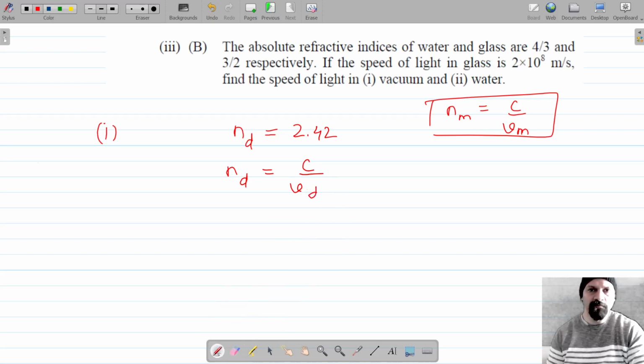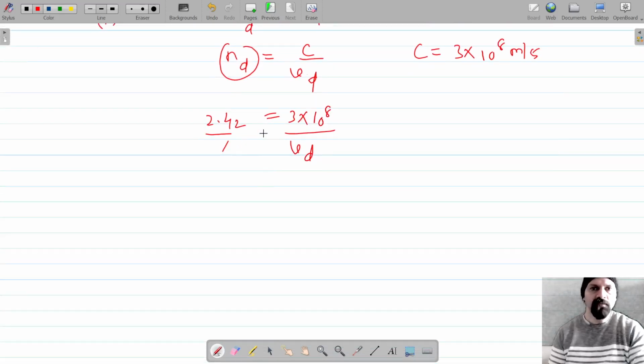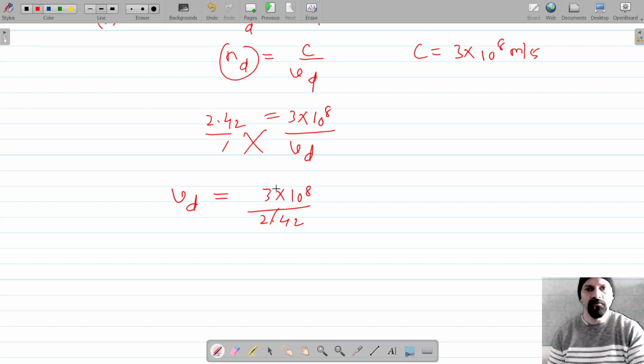Here the medium is diamond and the refractive index of diamond is 2.42. We all know the speed of light is 3 into 10 raised to the power 8 meter per second. So 2.42 is equal to 3 into 10 raised to the power 8 divided by the speed of light in diamond. If we cross multiply, the speed of light in diamond is equal to 3 into 10 raised to the power 8 divided by 2.42. If we remove the decimal point, this is 300 divided by 242 into 10 raised to the power 8 meter per second.